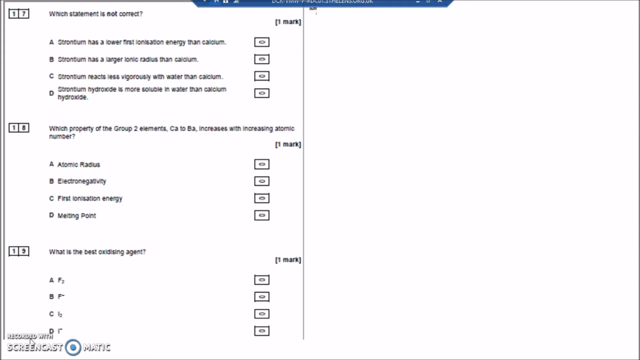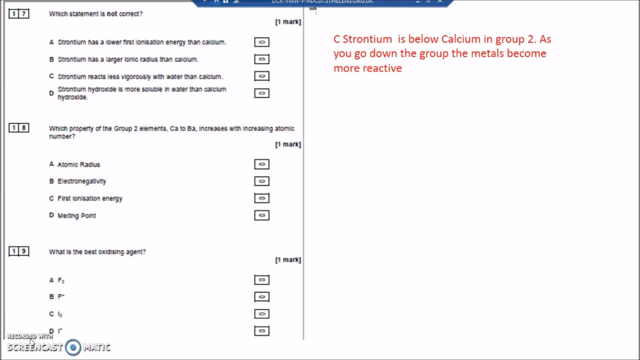So C is incorrect. D. Strontium hydroxide is more soluble in water than calcium hydroxide. No, that is correct. As you go down the group, the hydroxides become more soluble, so strontium hydroxide is more soluble than calcium hydroxide. So your answer is C is not correct.